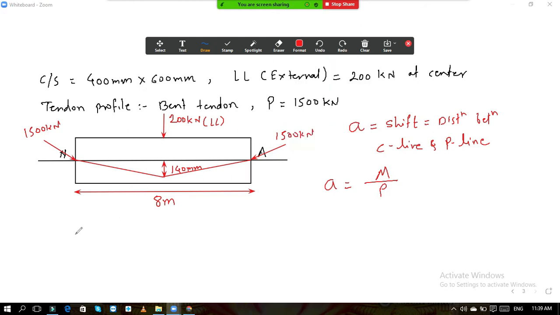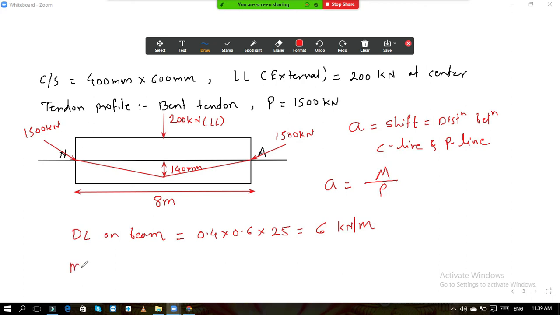So here first I will take moment due to dead load. Before going to the moment due to dead load, we have to calculate dead load first. So dead load on beam. What is the dead load? It is 0.4 into 0.6. Assume 1 meter length, so we will get UDL in kilonewton per meter. 0.4 into 0.6 into 25. So it is 6 kilonewton per meter.